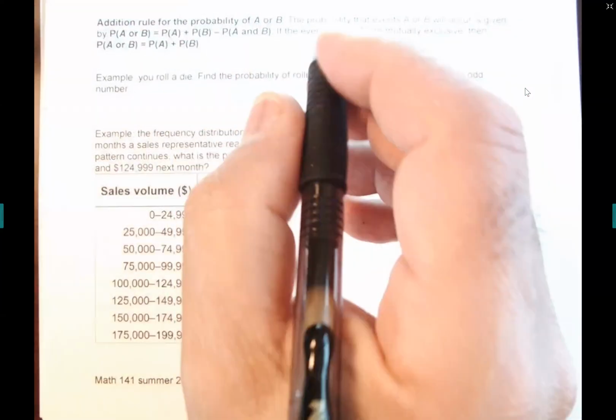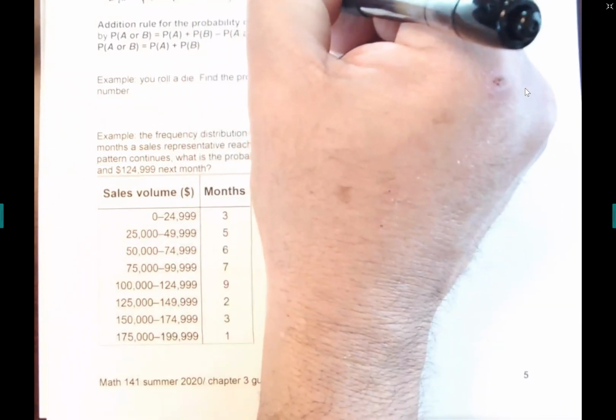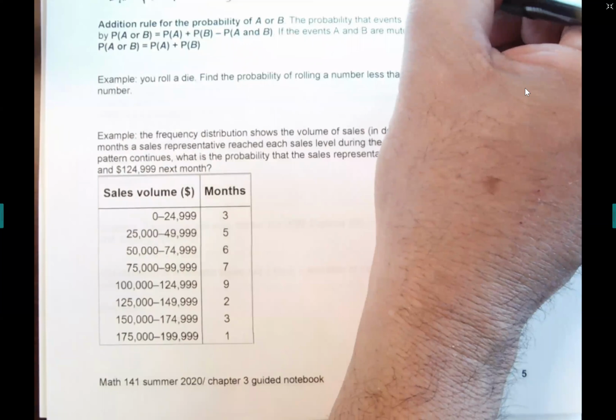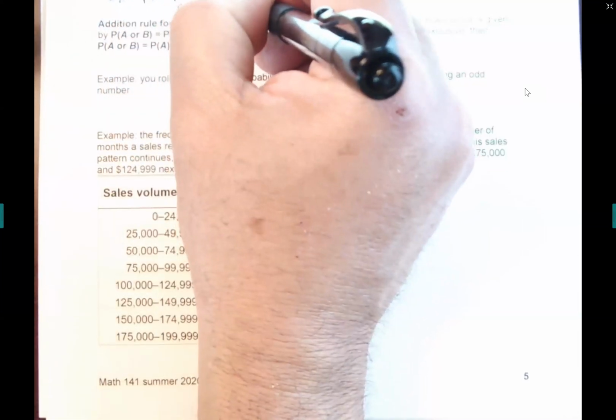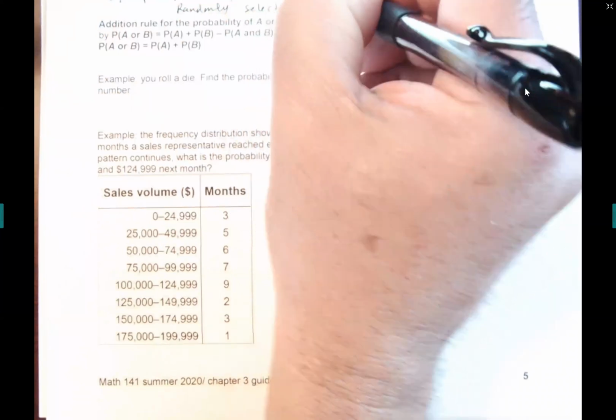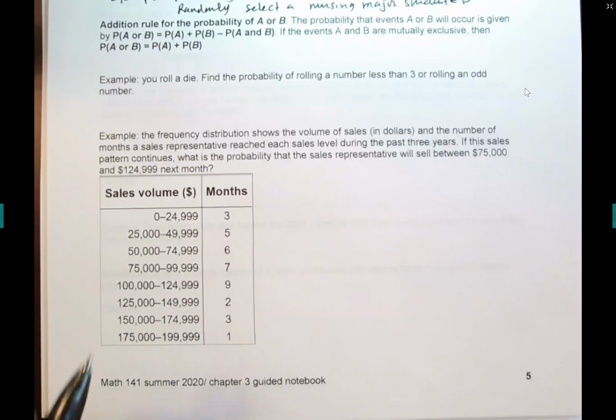Here's an example, guys. Randomly select a female student with blue eyes. That's event A. Randomly select a nursing student. That's event B. Are the two events, guys, mutually exclusive or not mutually exclusive? Remember, mutually exclusive means they cannot happen at the same time. What do you say about those two events?